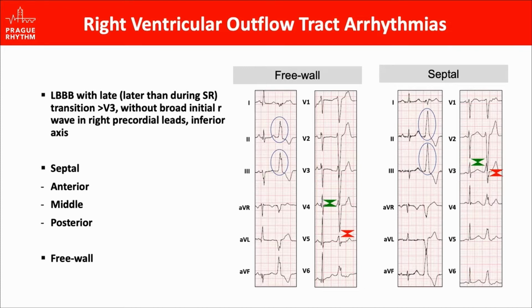We distinguish two parts of the RVOT, the septal part and the free wall part. The main difference between them is that, in contrast to the septal side, free wall sites have a later transition, as you can see here, and also a wider QRS with notching, and less positive QRS complexes in the inferior leads.